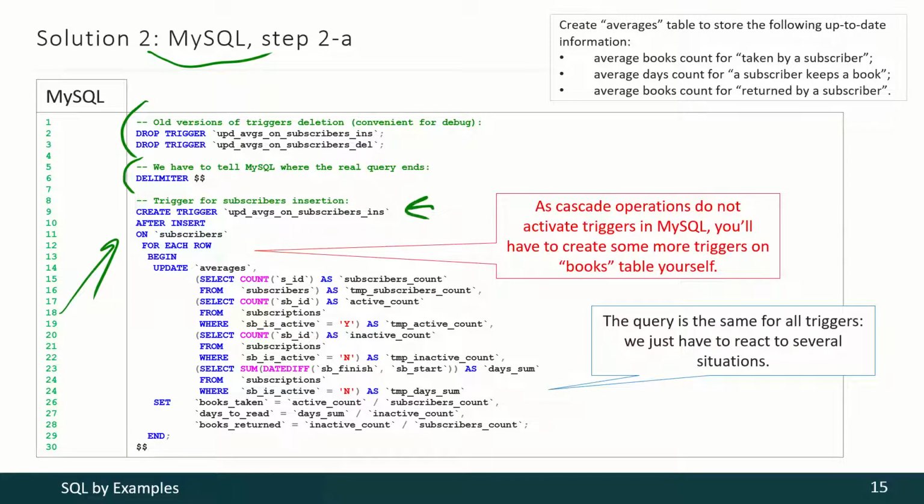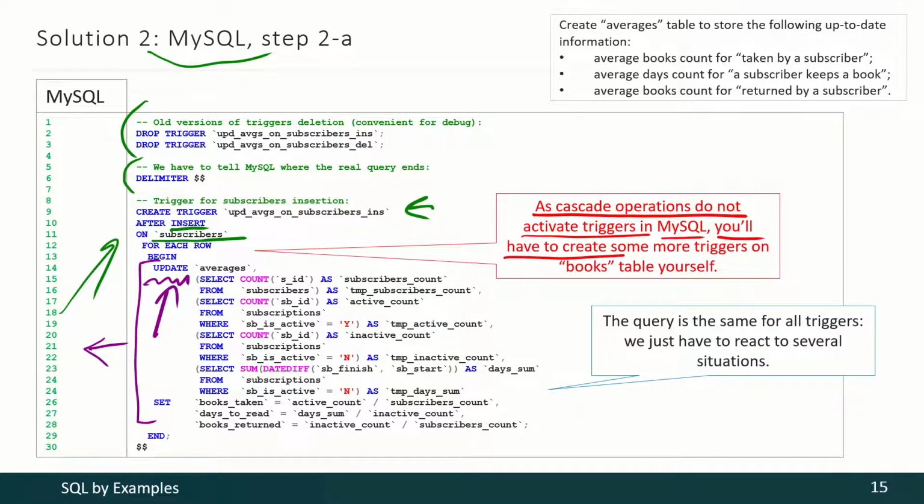This one reacts to insert operation on subscribers table. The trigger body contains almost the same query as for data initialization. The only difference is for initialization we were using insert and here we are using update. And of course, as cascade operations do not activate triggers in MySQL, you'll have to create some more triggers on books table and maybe on some other tables.